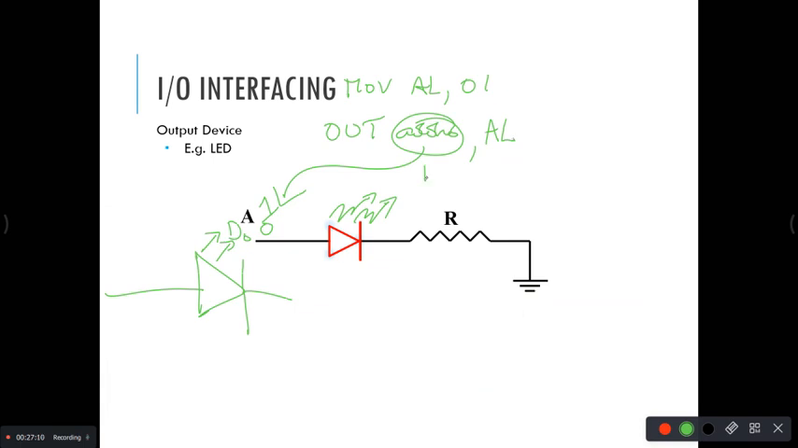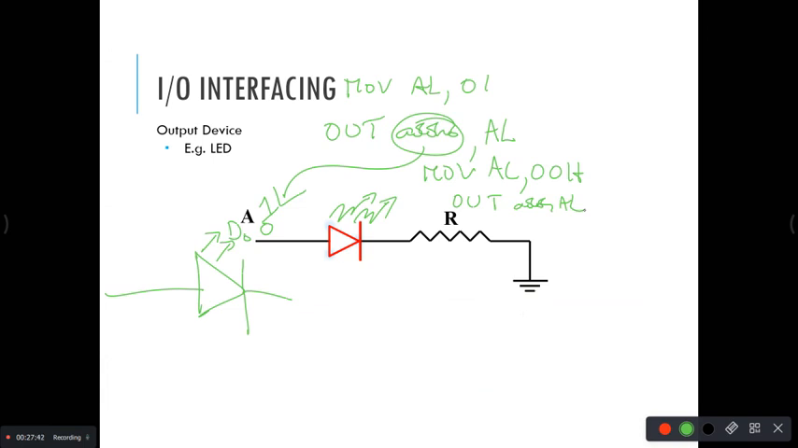How do you switch off the LED now? MOV AL, 00H. Now once again execute OUT address, AL. That's all. Have you understood this? We are not using memory mapped IO here, but we are using IO mapped IO.